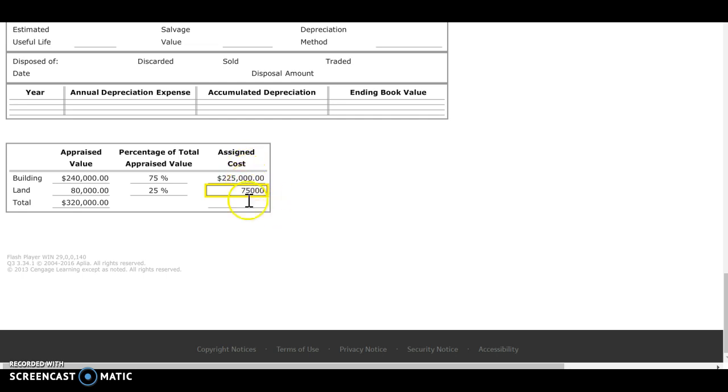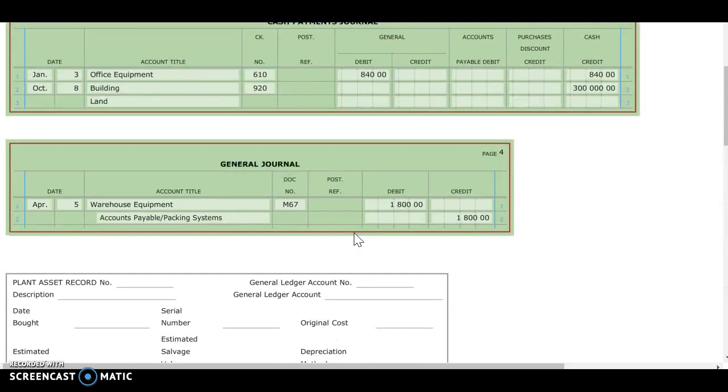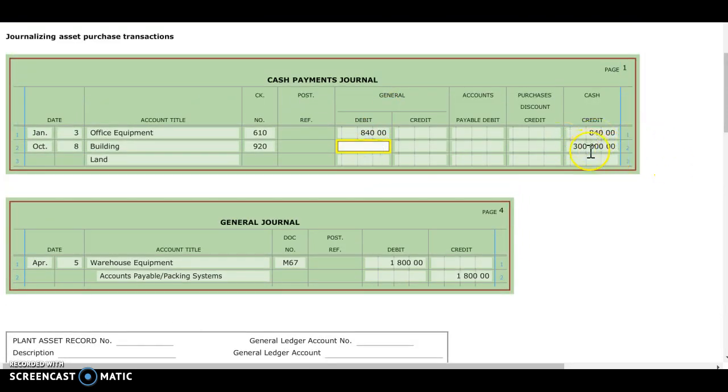So that means we'll then add up the total costs. That gives us the 300 that we paid for it. Okay, so now let's scroll back up. So we need to put this in. We already put in that we paid $300,000 in cash. We need to put in how much was land and how much was building. So the building was $225,000 and the land was $75,000. Okay, so direction number 1 is done then.